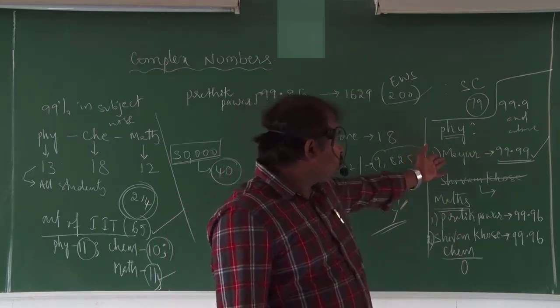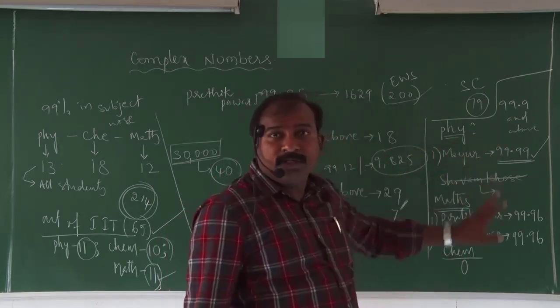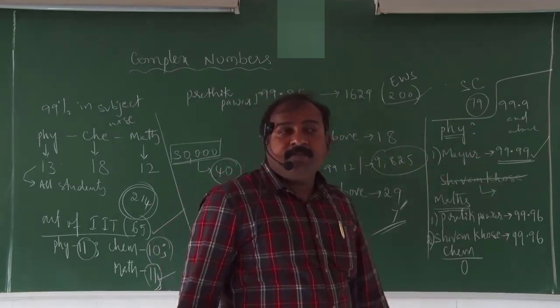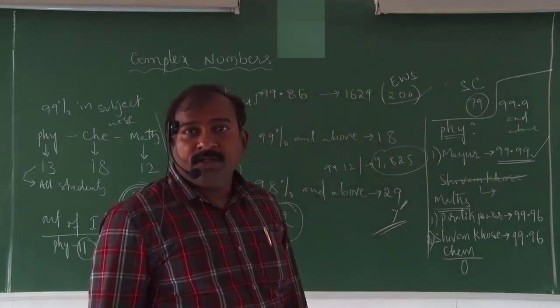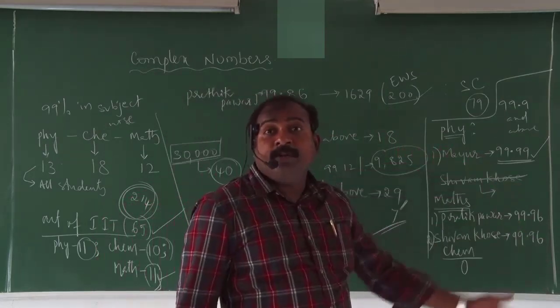Even in physics, Mayur got 99.99. Exclusively this fellow, Jagalpure Mayur, is his name. Before, he got 98 point something percentile. After that, he did very nicely, and then he got 99.99 percentile.